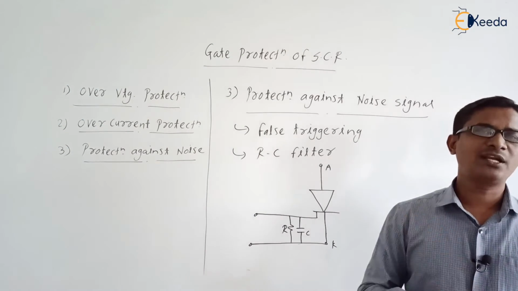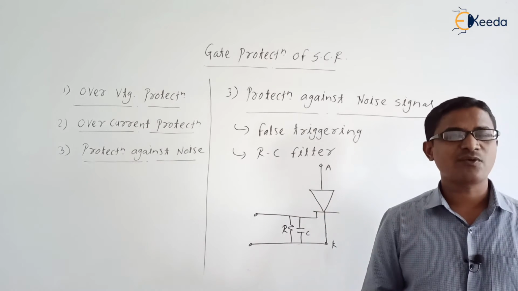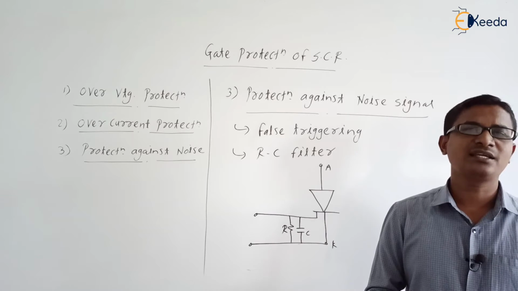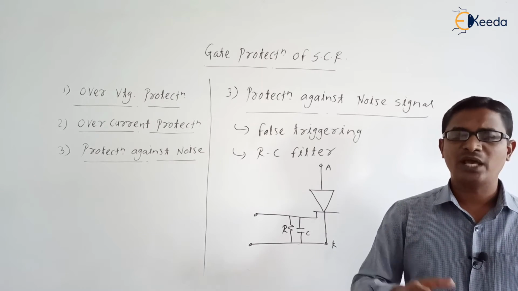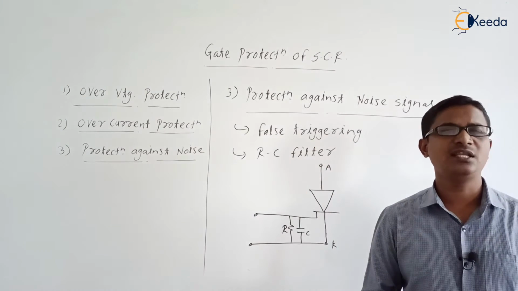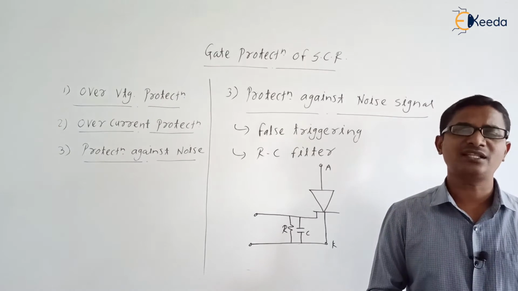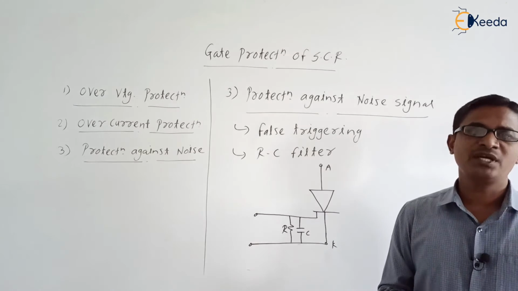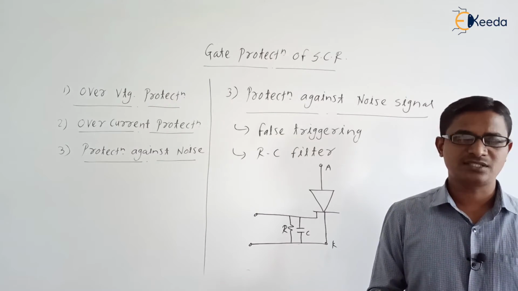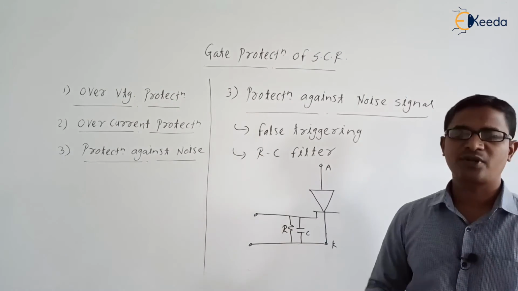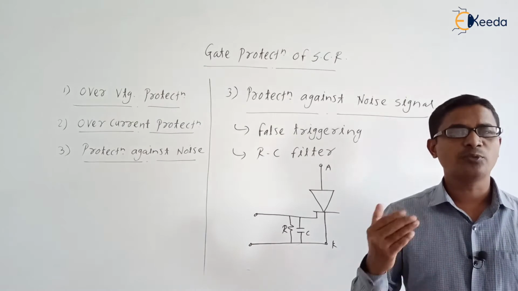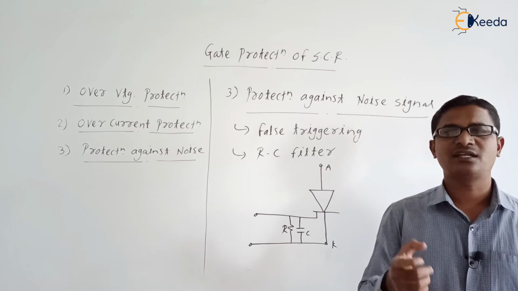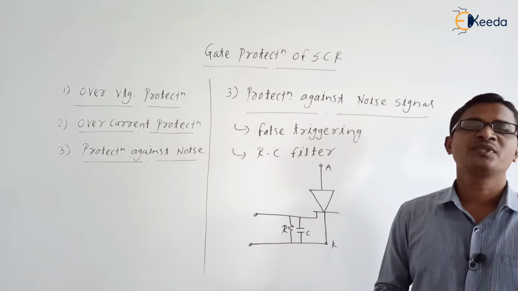Over current protection means what? Why is it required? Because if the current increases, so Ig increases, we have the maximum Ig limit. So if the Ig becomes greater than Ig max, there is a possibility of damage of the gate-cathode circuitry of the SCR. So we need to protect the SCR against the overcurrent. How to protect it? We can protect it by connecting an external resistor in series with the gate terminal.